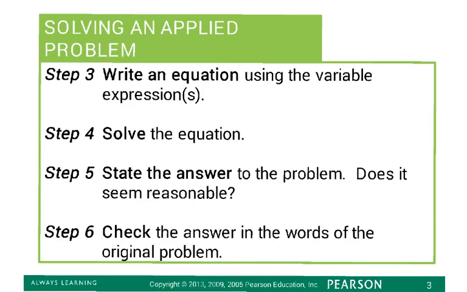Step 3, we write an equation using the variables that we just obtained from the second step. Step 4, we solve the equation. And step 5, state the answer to the problem. And in this step, we ask ourselves, does this answer seem reasonable? And that is all part of step 6 in checking our answer.